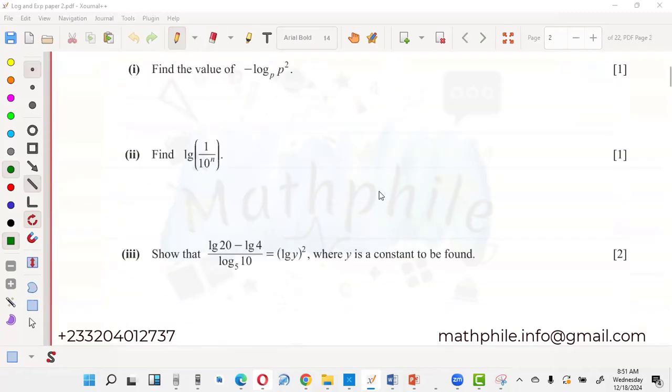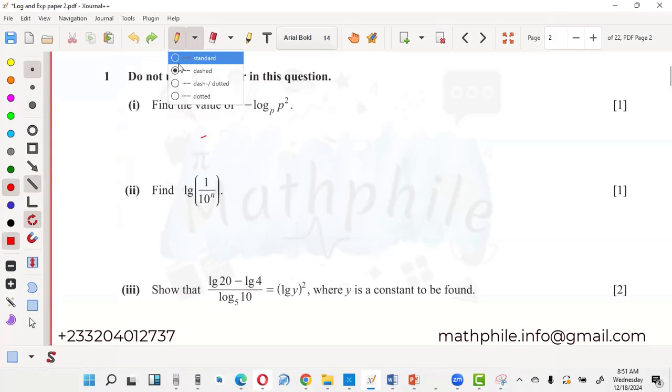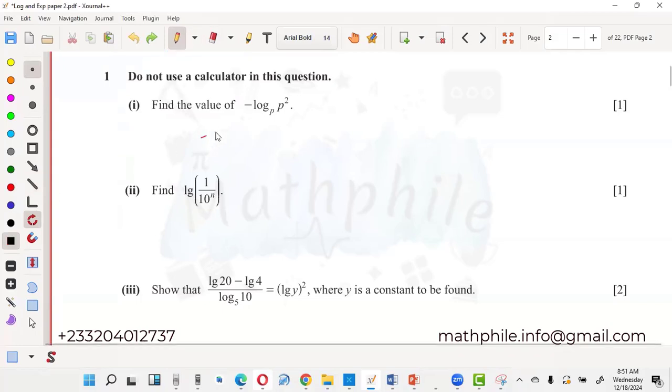So the first question shouldn't be that complicated. We're told to find the value of negative log p squared base p. So we know the property, it's negative 2 log p base p, and this equals negative 2. So yeah, there's not much of a challenge.